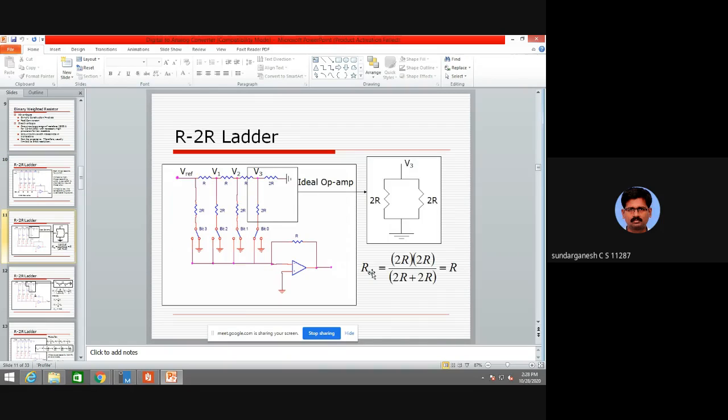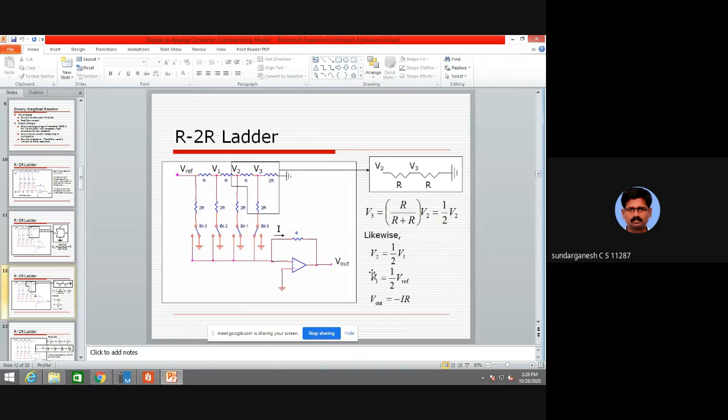In the last stage, you have two 2R resistors in parallel, so we simplify it. By simplifying this R-2R network, we get V3 equal to 1 by 2 V2, then V2 equal to 1 by 2 V1, and V1 equal to 1 by 2 V reference. Vout equals minus R.